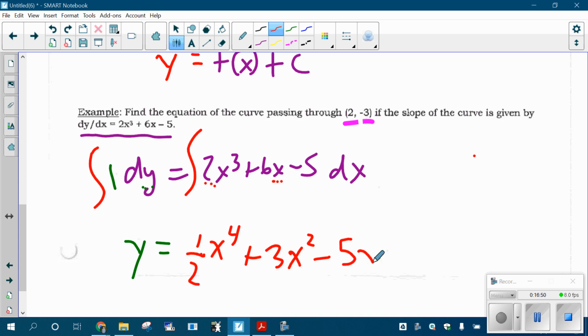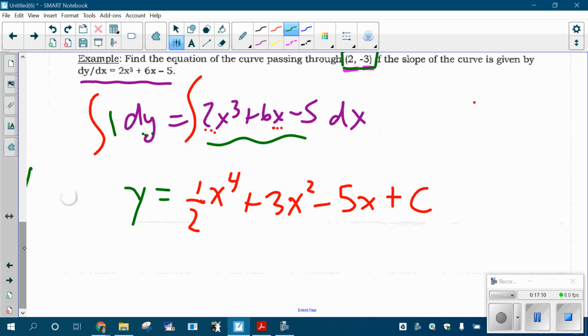Minus 5x, because minus 5x's derivative is negative 5, plus my constant. Okay? But this is a family of functions. There's infinitely many functions that have this derivative. But as soon as they tell me it goes through this point, I can actually figure out what the constant is. How? By plugging that point in.